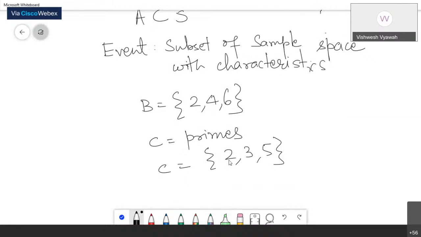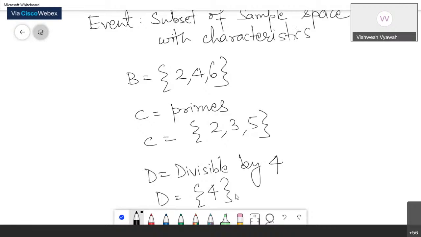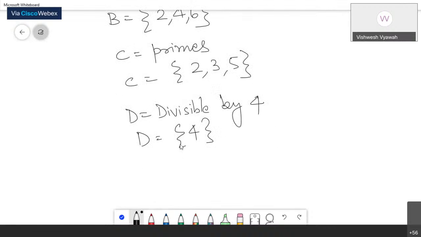So like this, you can define all these events. Note that all of these are subsets of this. Now an event can be a singleton also. It can contain only one element. So I may be interested in an event which is nothing but just a number divisible by 4. So what will be my D? D will be nothing but 4 only. So an event can be a singleton also. Right, so this is how we define an event.